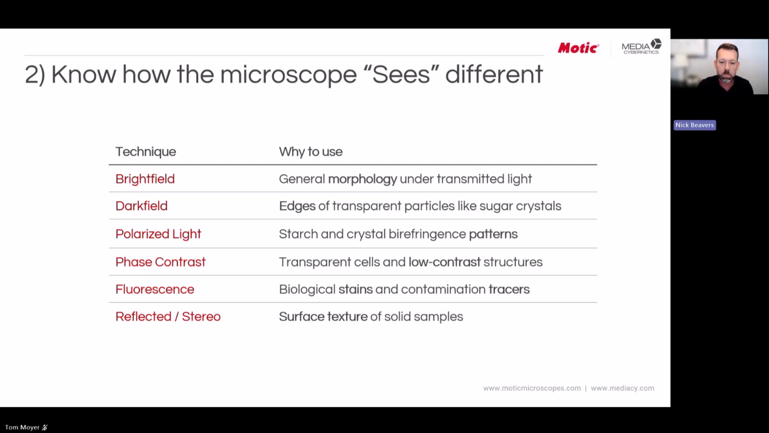Polarized light is great for patterns. Phase contrast is fantastic for low contrast and transparent things. And of course, fluorescence can be used not just for fluorescent dyes or stains, but sometimes it can be really good at pulling out natural fluorescence and natural tracers, or some kind of tracer that may be put in there. And then lastly, texture-based analysis is going to be much more easily identified with some type of reflected light or even a stereo-based technique.